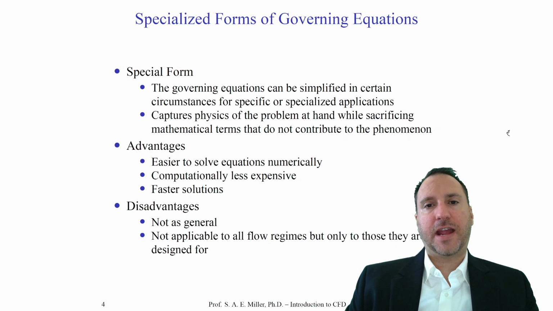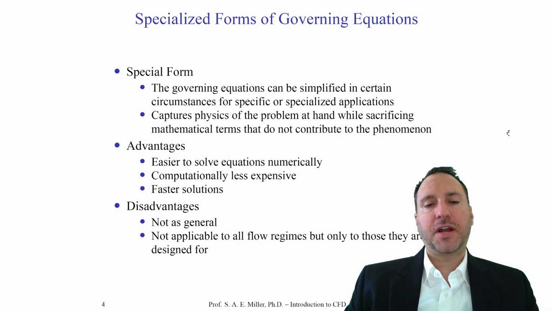There are particular advantages to doing this. Of course, as I alluded to, it is easier to solve these equations simply because there are fewer terms. That means it's less expensive for the computer, it uses less memory, and you can find a solution faster. There are particular disadvantages, of course, in that the solutions are not as general because they don't include those other terms, and all the physics may not be captured.